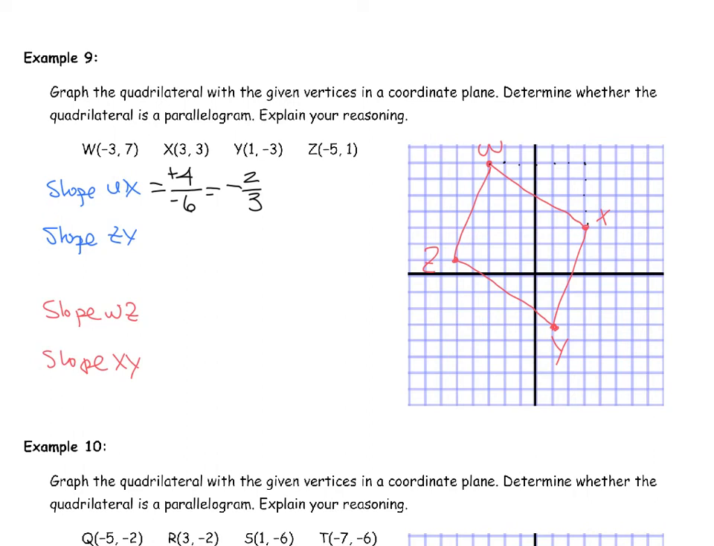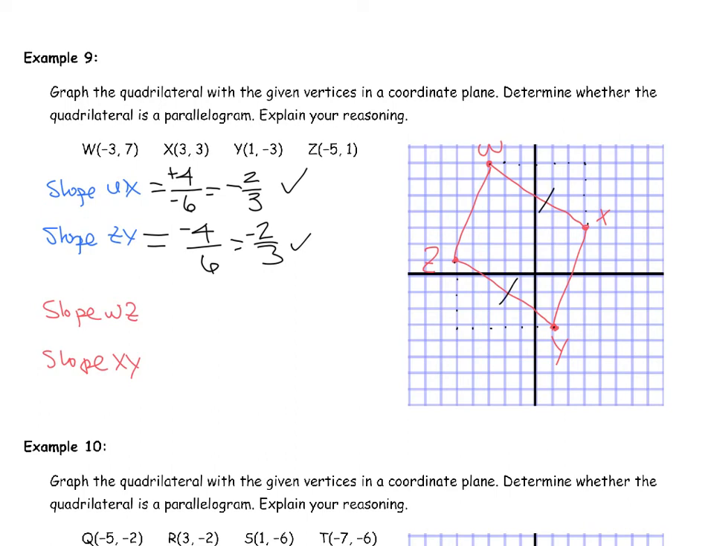So let's check out ZY. I'm going to start from Z and go down 1, 2, 3, 4. So if I go down 4, that's negative, over, going to the right, 1, 2, 3, 4, 5, 6. What do you know? Same answer when I reduce. So far, so good. So I can justify making those markings there. Now let's look at the other two sides.